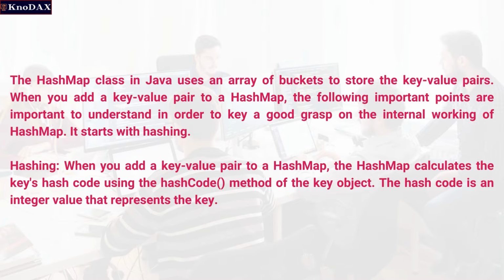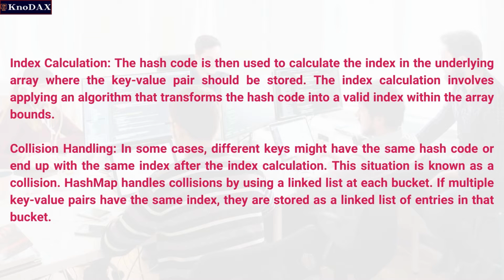Next is index calculation. The hash code is then used to calculate the index in the underlying array where the key-value pair should be stored. The index calculation involves applying an algorithm that transforms the hash code into a valid index within the array bounds.